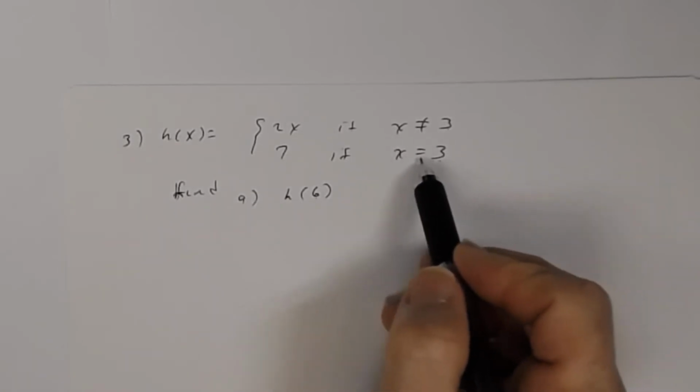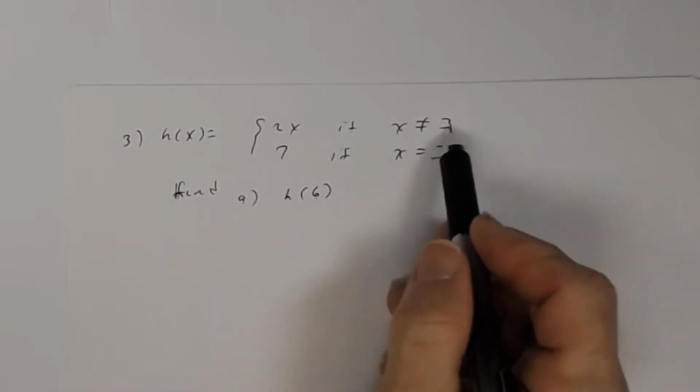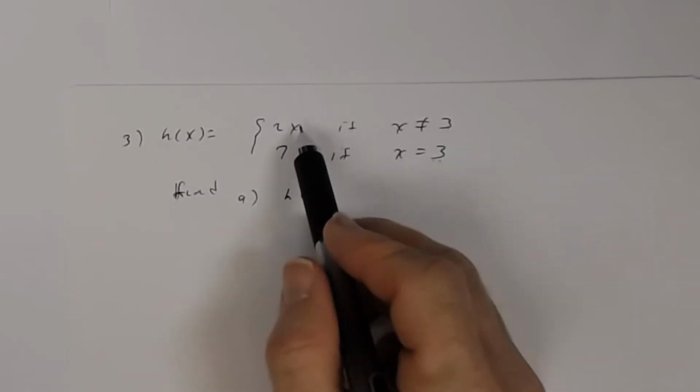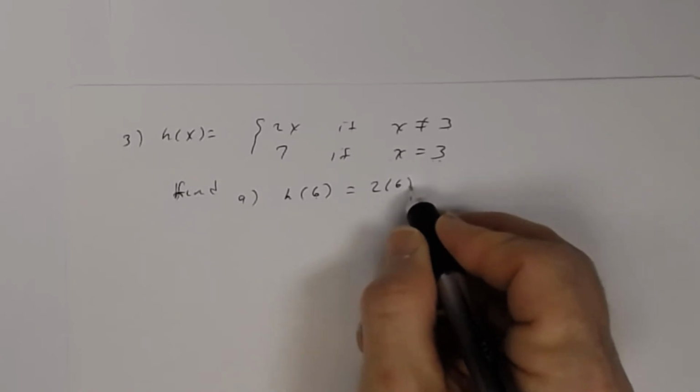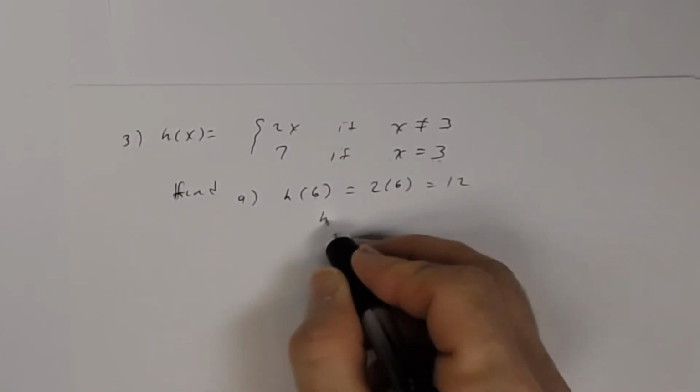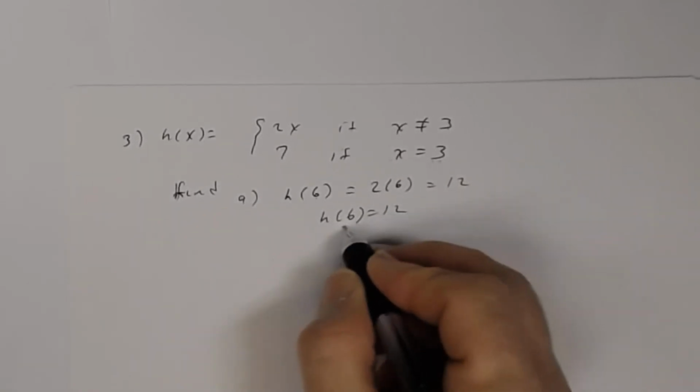Well, 6 equals 3 is false, right? So it's got to be this one. 6 is not equal to 3. That's a true statement, so that's the one we're going to use. So this becomes 2 times 6, which is 12. h of 6 equals 12.